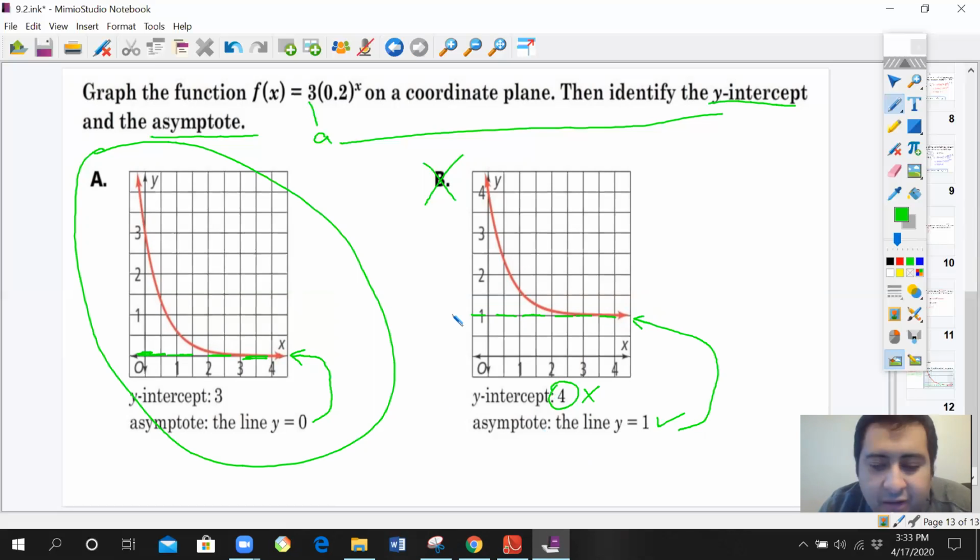So that basically concludes that lesson of 9.2 about growth factors and decay factors and certain graphs.